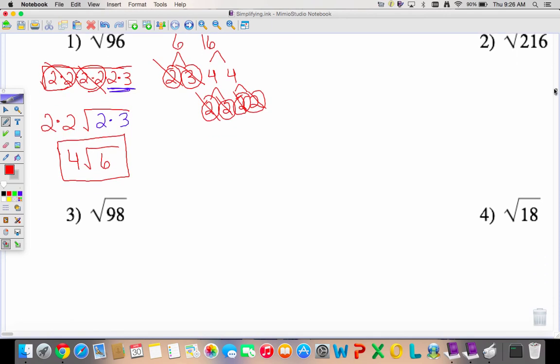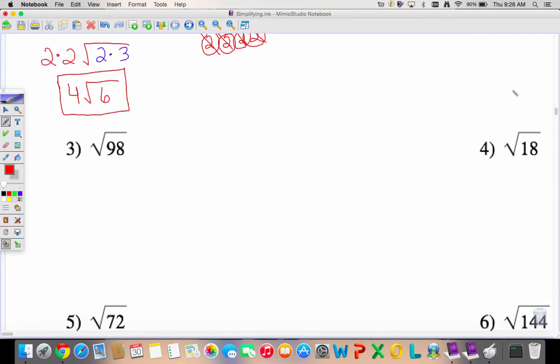Okay, I promise they'll get easier as we move on. So let's do number 3. My number is the square root of 98. I'm going to write down 98. I need two numbers that multiply to get me 98. So let's just do 2 and 49. I need two numbers that go into 49. Like I said, you can use your calculator and keep typing in, or if you know, 7 times 7 gives you 49.